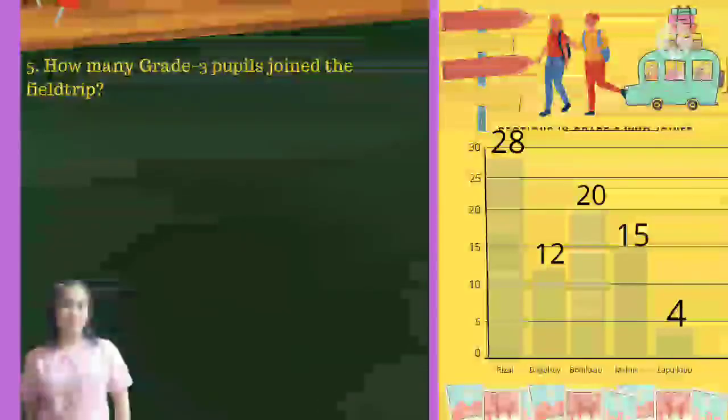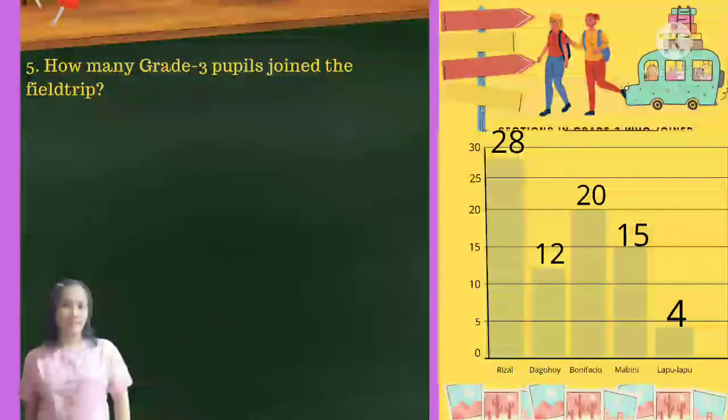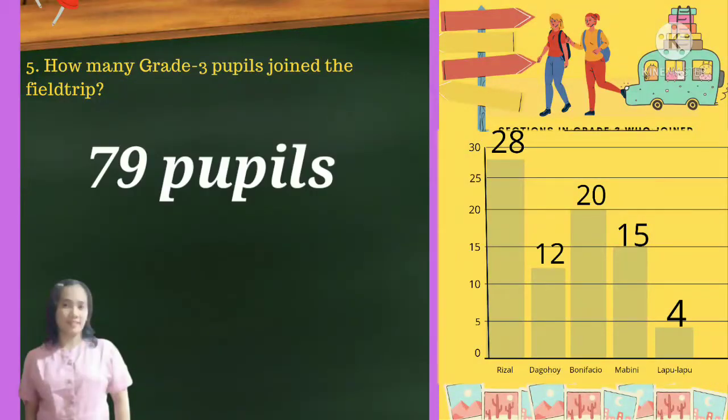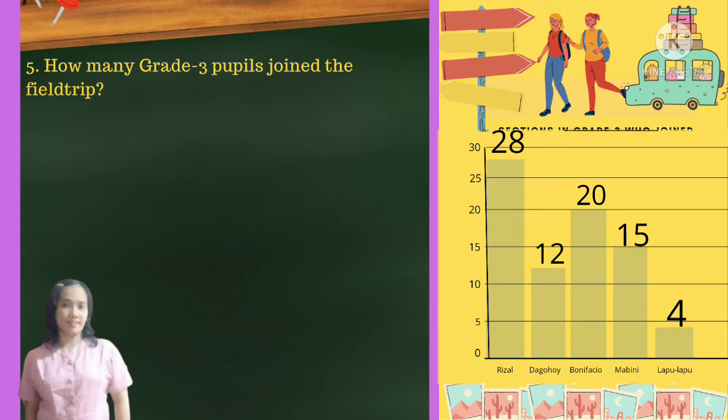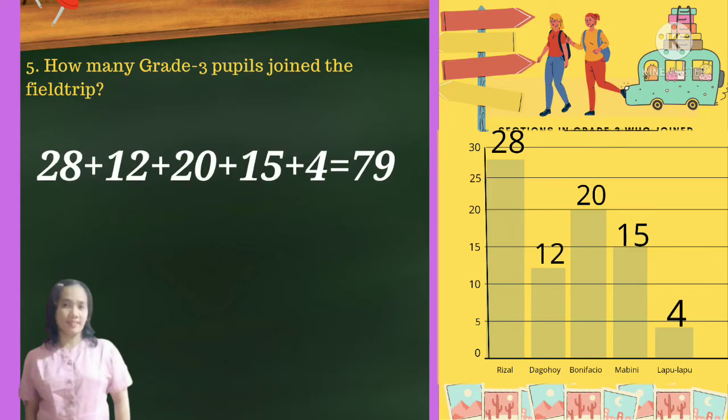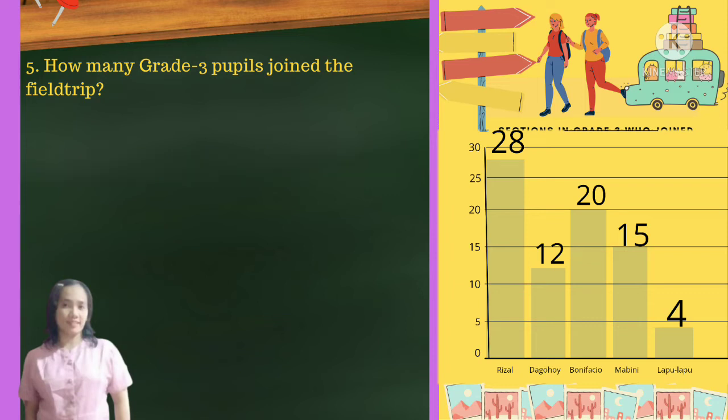Number 5. How many grade 3 pupils joined the field trip? There were 79 pupils in all. You are correct. It is because the total of 28 plus 12 plus 20 plus 15 plus 4 equals 79.